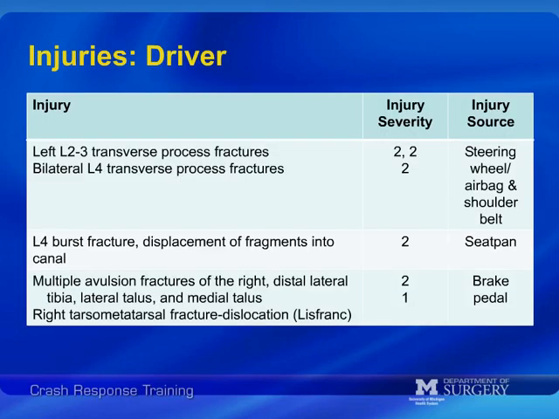This is a summary of his injuries. He had a left L2 and 3 transverse process fractures, bilateral L4 transverse process fractures, all attributed to the steering wheel, airbag, and shoulder belt complex, an L4 burst fracture with displacement of fragments into the canal due to the seat pan, and multiple avulsion fractures of the right distal lateral tibia, lateral talus, and medial talus, as well as a right tarso-metatarsal fracture and dislocation due to contact with the brake pedal.